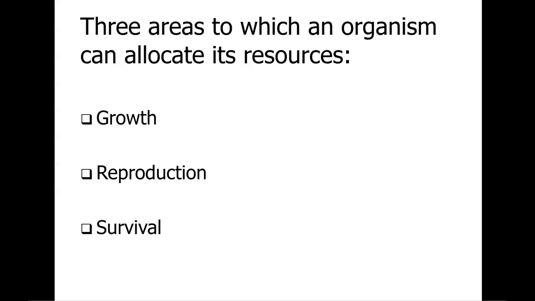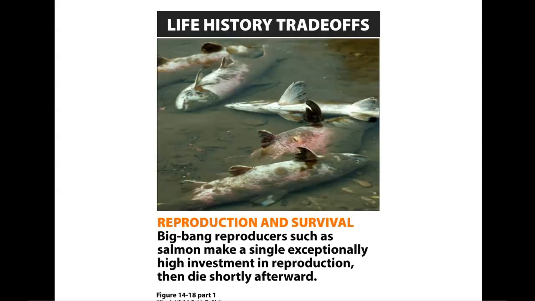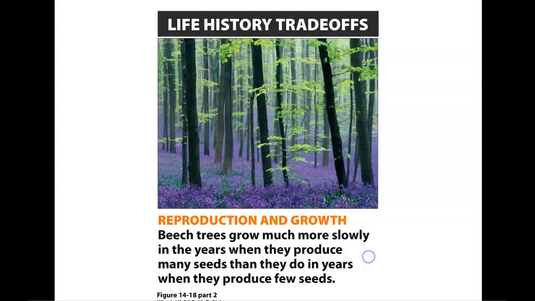So if we're going to talk about eggs there, and then reproduction and survival, some species make a single exceptionally high investment in reproduction, and then sometimes they die shortly after. See here, we have reproduction and survival with that big bang reproducing, such as a salmon making an exceptionally high investment in its reproduction, then it dies shortly after. Beech trees grow much more slowly in the years when they produce many seeds than in the years when they don't.